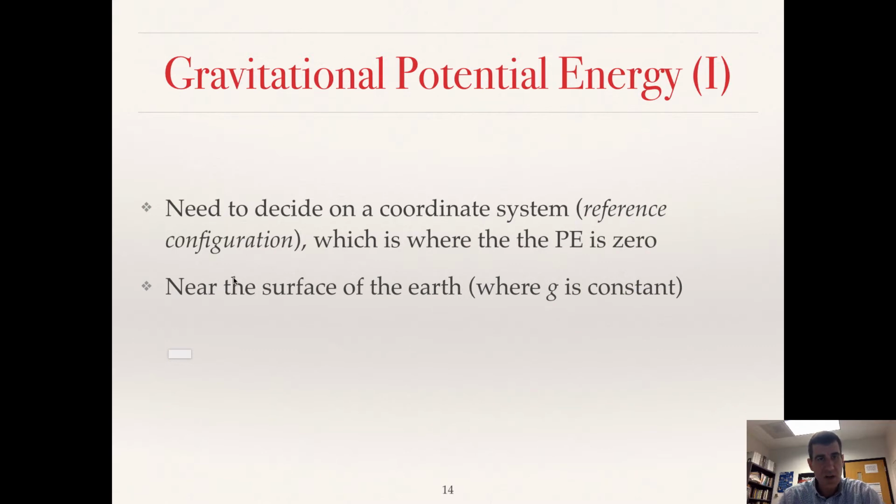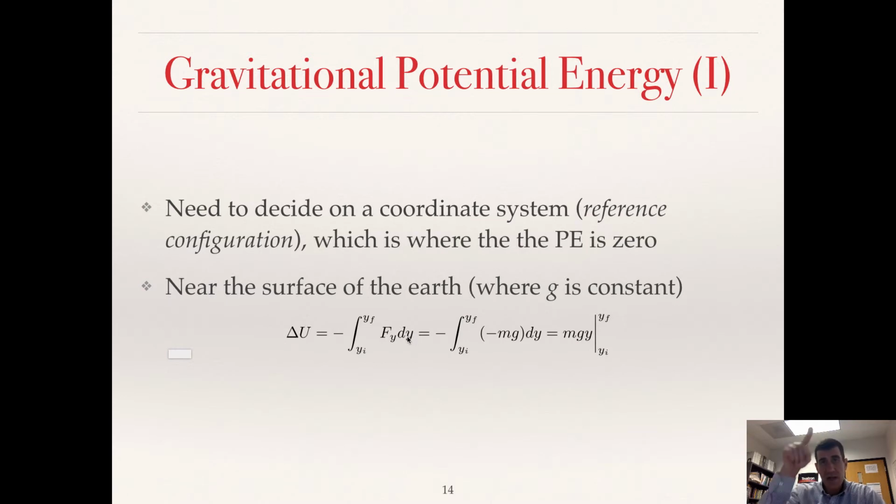So for example, let's start off in the easiest case. Let's say we're near the surface of the Earth. And near the surface of the Earth, of course, the acceleration due to gravity, or the force due to gravity, is constant. So if that's the case, then according to the formula from the last slide, for the change in potential energy we need to do this integral of force over a distance.